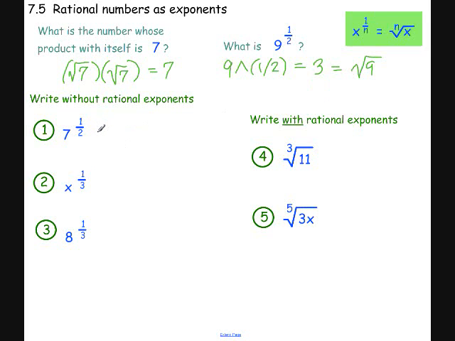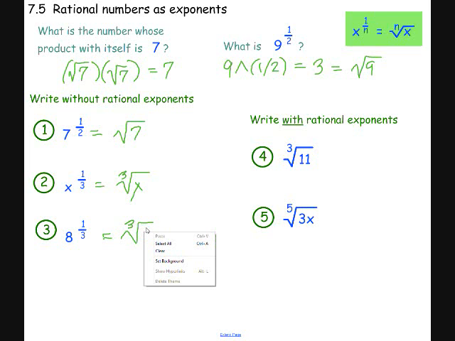Write this without rational exponents. Well, the only way to do it is to use radical notation. 7, we say square root of 7. This one, the cube root of x. This one, the cube root of 8, which we know, of course. Cube root of 8 is 2.